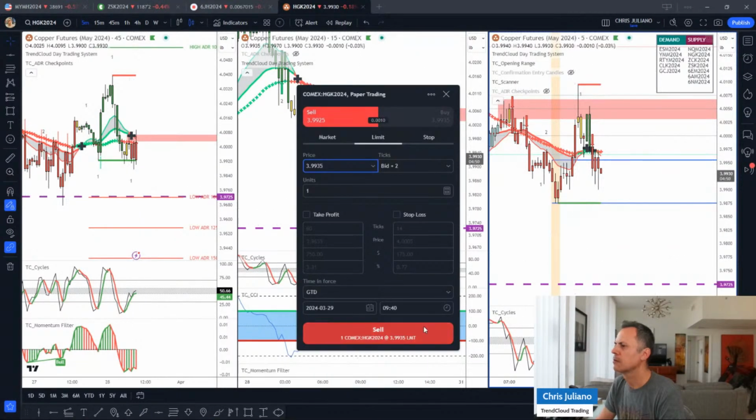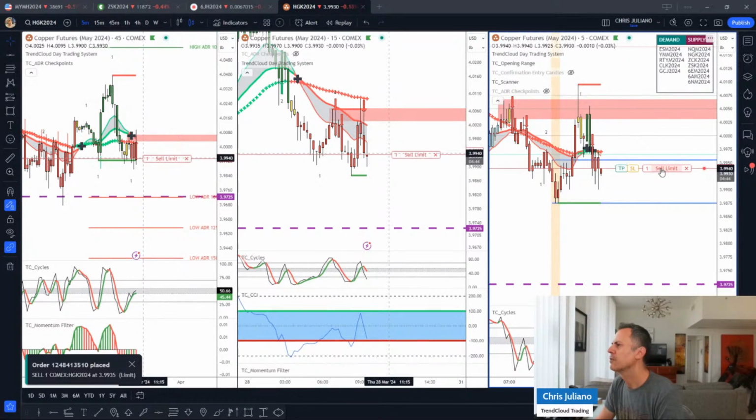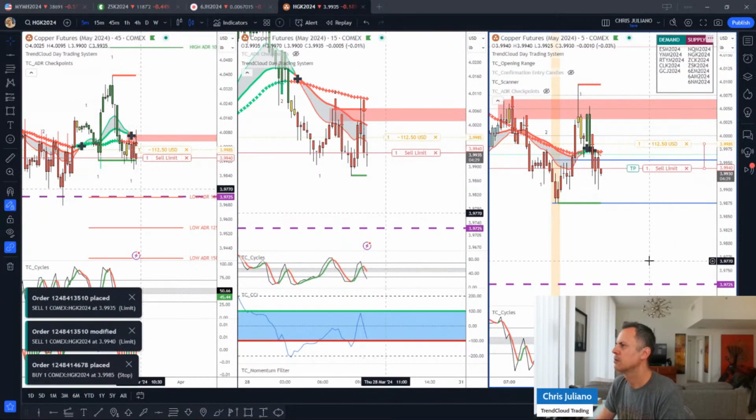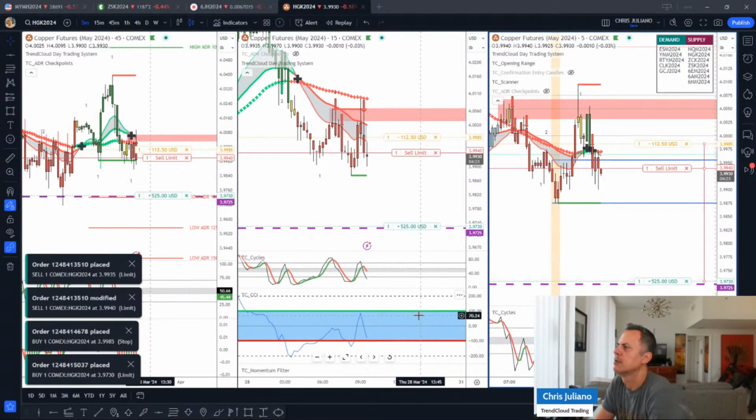Where's my sell alert? Sell. Think we missed it, guys. We might have missed it. Okay, and we can take a small risk on that. Okay, so this would be like a scalp, taking the retest of that area. All right, so this would be an example of a scalp. Let's see if we can get into this trade here.